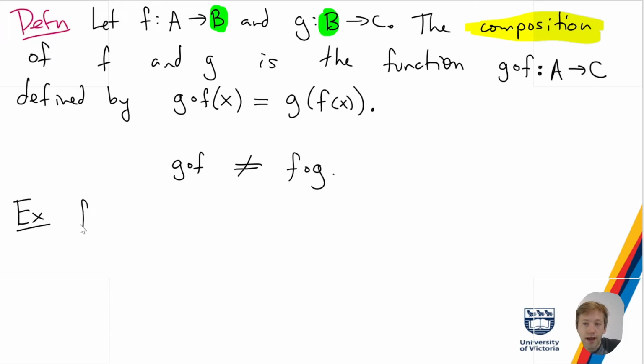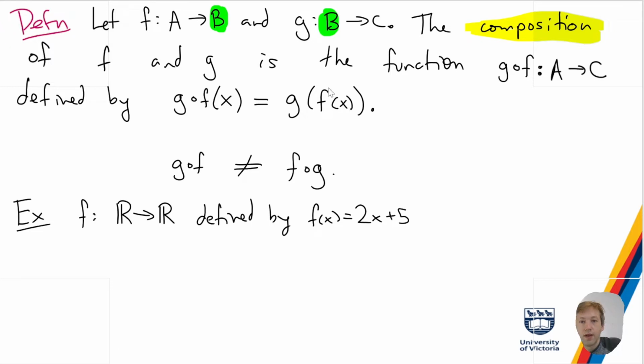Okay, so let's look at an example. Let's say that f goes from the reals to the reals, and it's defined by f of x equals 2x plus 5. And let's say that g maps again from the reals to the reals, where g of x is equal to x squared. So in this case, all the domains and codomains are just the real numbers, so we can take the composition of f and g, and we can also look at the composition of g and f.